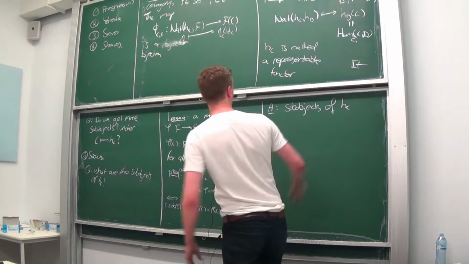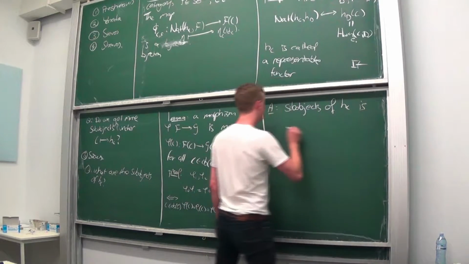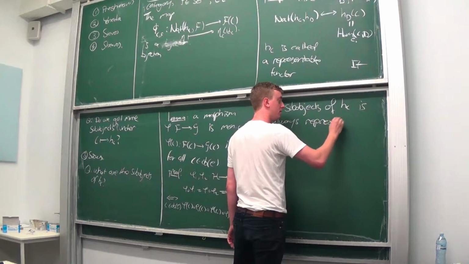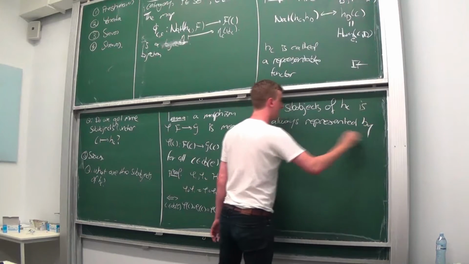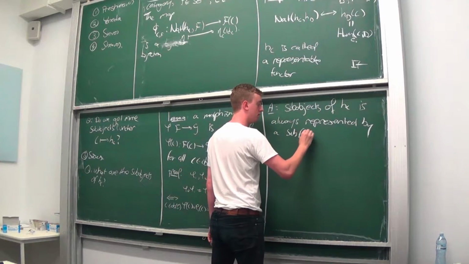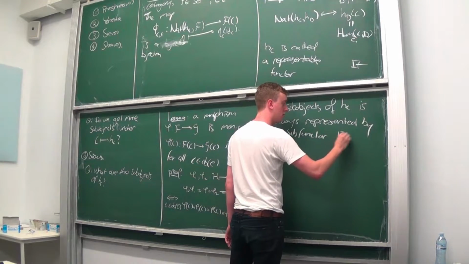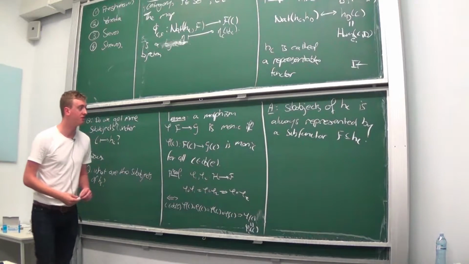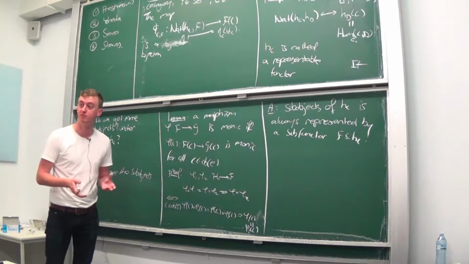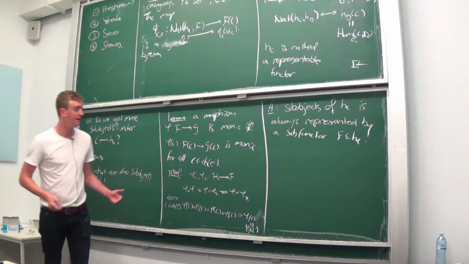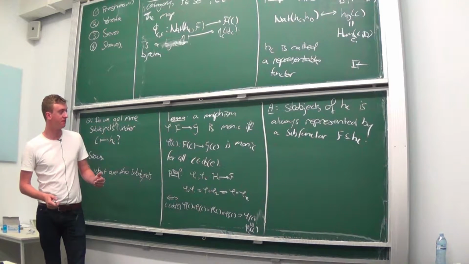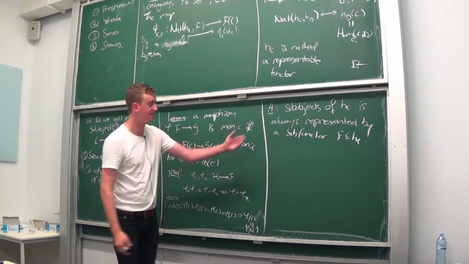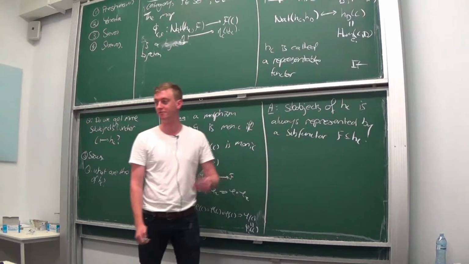So we can answer our question over here. A subobject of HC is always represented by a subfunctor F of HC. I say this to be precise because a subobject is an isomorphism class of monomorphisms into HC. And what this tells us is that any monomorphism is given by a subfunctor. So the precise statement is we can think of subobjects as subfunctors.